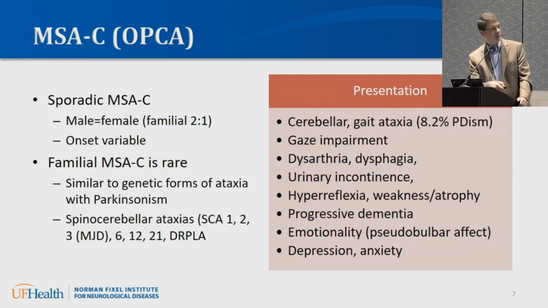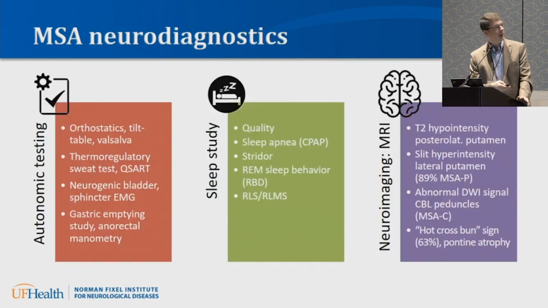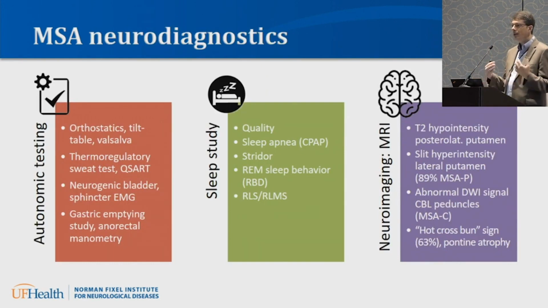There's a whole bunch of different versions of genetic ataxias that we rule out. There are even inflammatory autoimmune types of ataxias that we have to rule out too. So it's important to look at that. So what are some of the things that we can do besides doing an exam? The key thing really is history and exam.